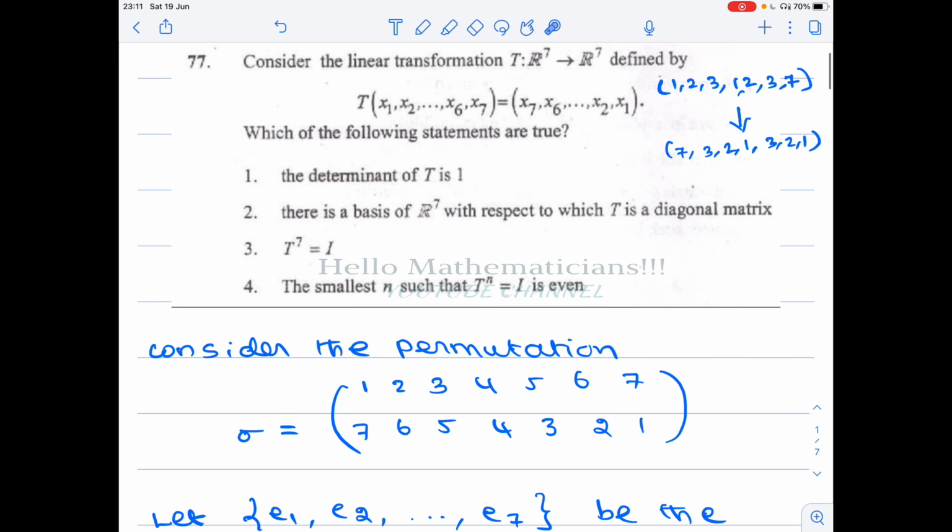So the options are: they are saying the determinant of T is 1. There is a basis of R^7 with respect to which T is a diagonal matrix. This means that T is diagonalizable over R. We will see a detailed discussion below. Then they are saying T^7 equals I, and the fourth option is the smallest n such that T^n equals I is even. Okay, so we'll see which of these options are correct.